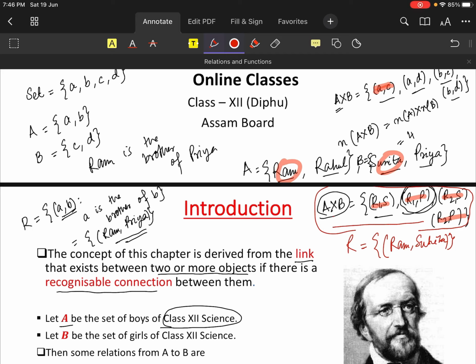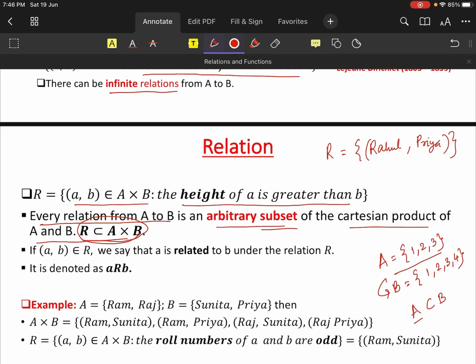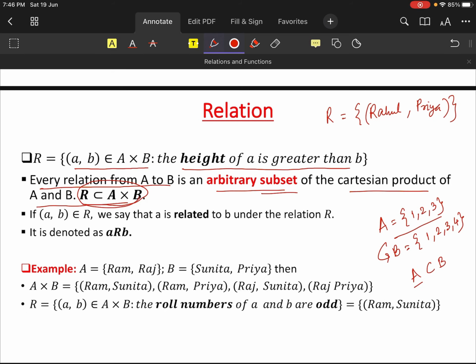But once you define a relation, A is the brother of B, here we have Ram and Priya. This ordered pair Ram and Priya is present in the Cartesian product. So we can say that every single relation is a subset of the Cartesian product. So we have R is a subset of A cross B. It's very, very important. Okay, so R is a subset of A cross B.